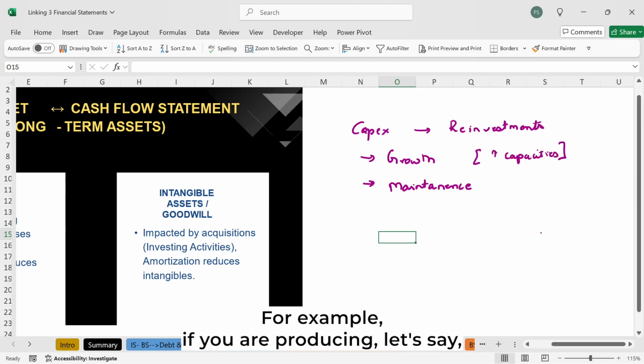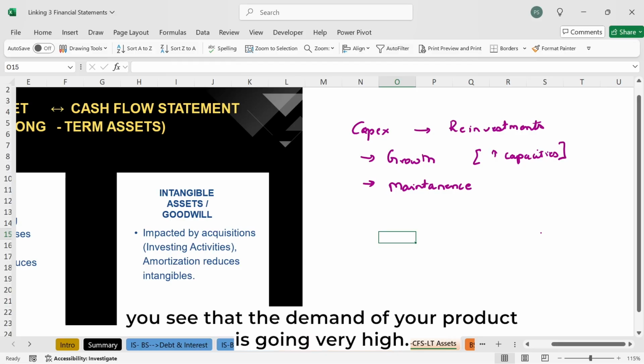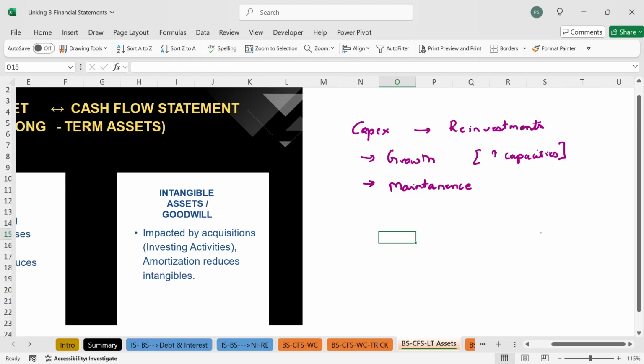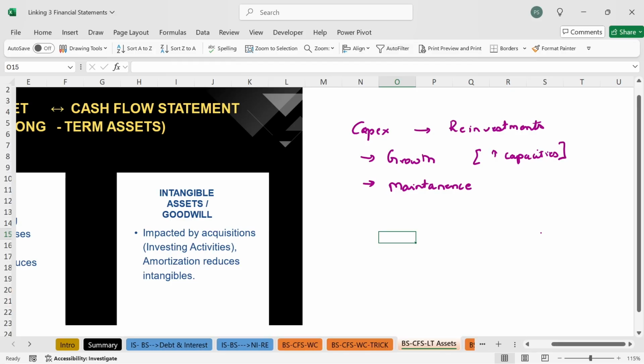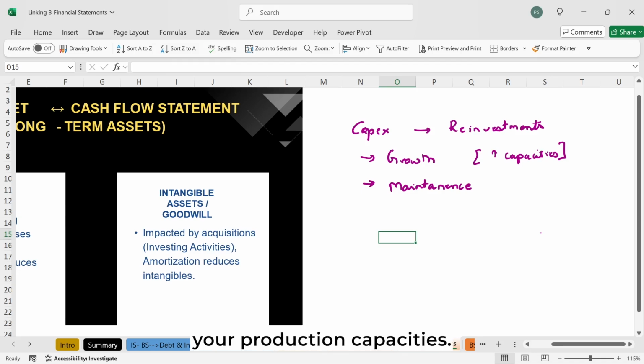For example, if you are producing, let's say, 1 million units per month, you see that the demand of your product is going very high. The current output is not meeting the demand. The supply is not catering to the demand. Demand is more than the supply. Then in that case, the simple strategy would be to increase your production capacities.